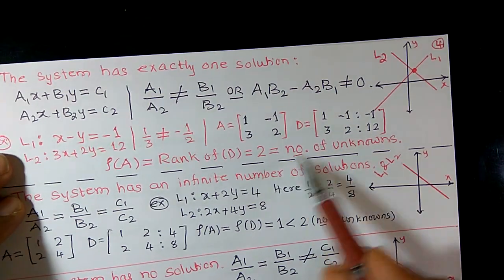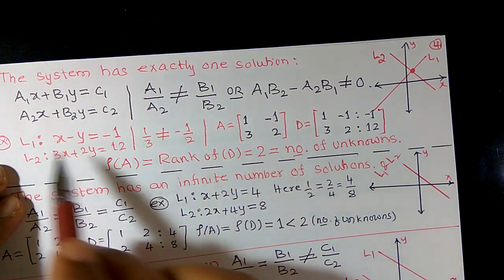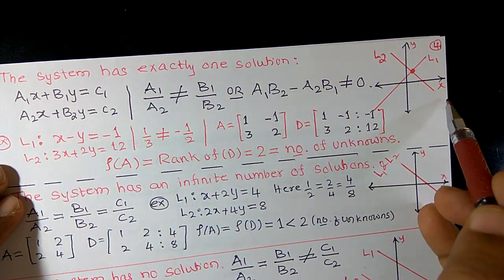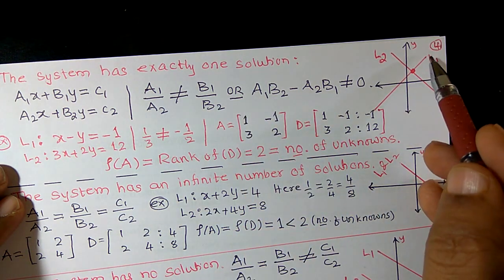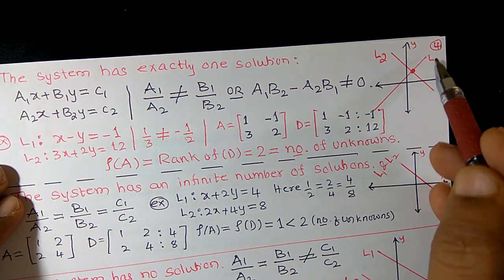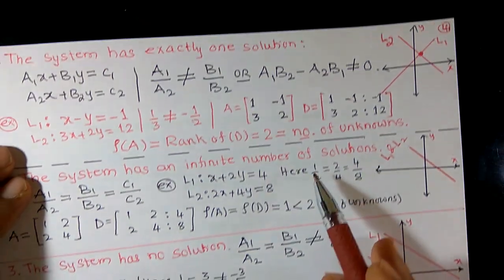So graphically it represents, say for example, L1 and L2. L1 means you will get one straight line, L2 represents another straight line. So as we know, in this case you will get only one solution. The intersection of these two lines is treated as the unique solution.